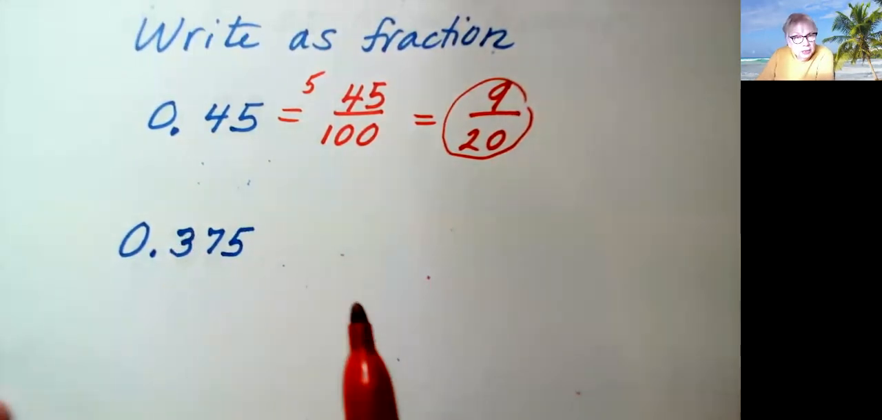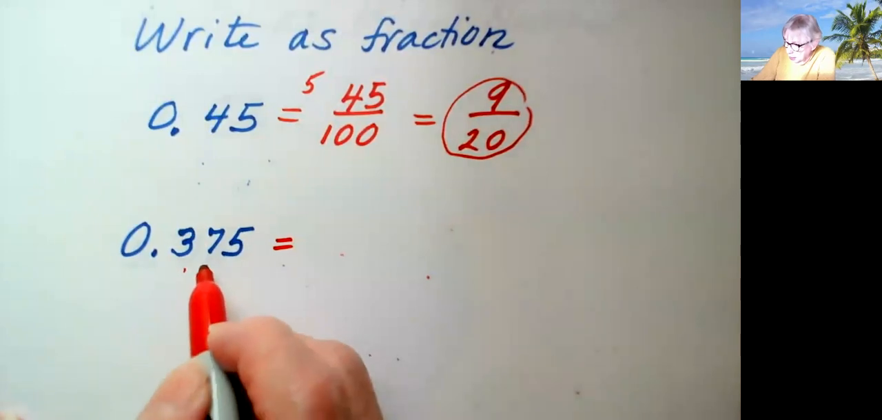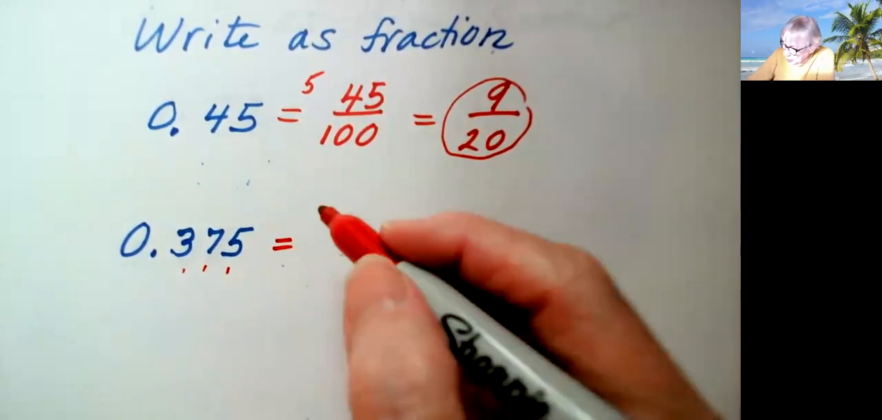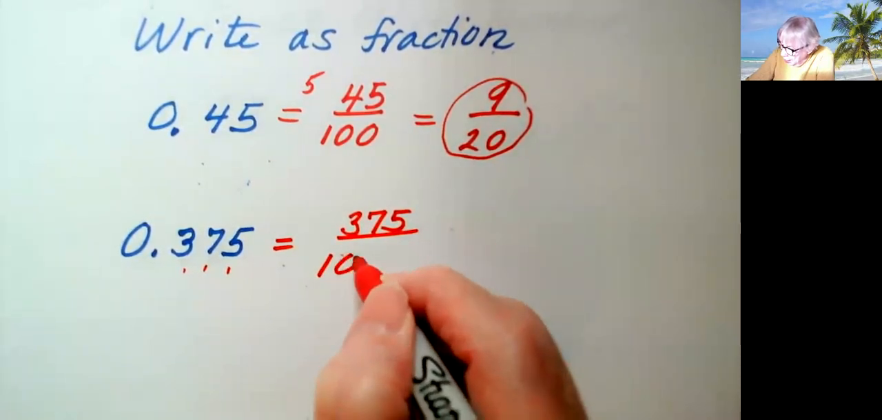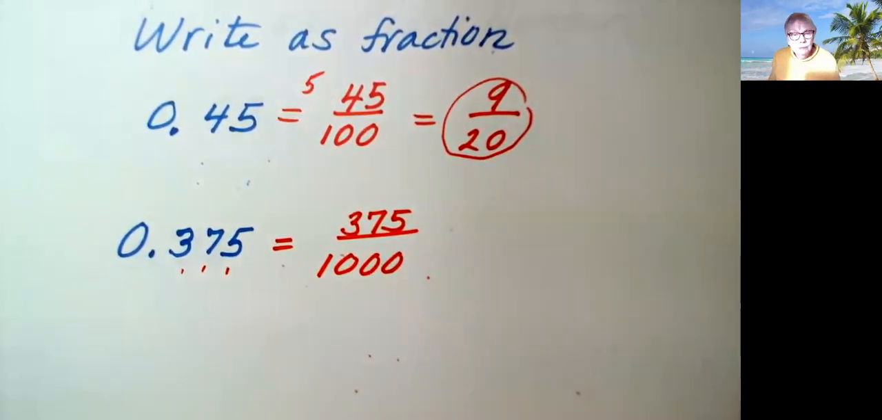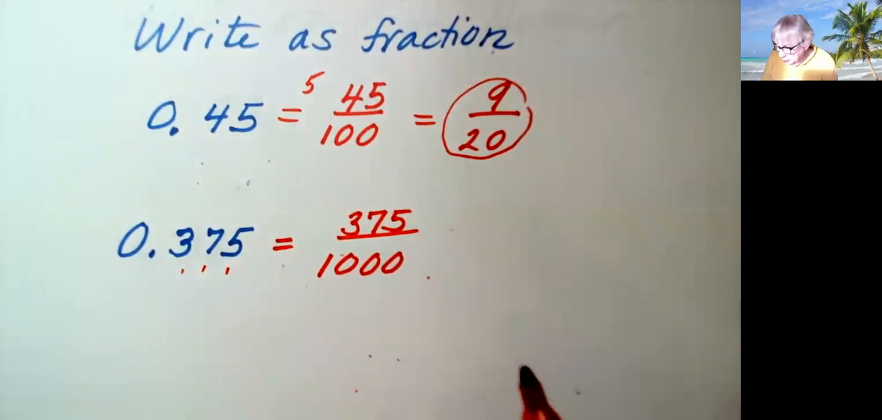So I wanted to try something that's a little bit higher in terms. Tenths, hundredths, thousandths. This is 375 1,000ths. Well, that's kind of a large number, but we're going for a fraction, and so we made it a fraction, but now we need to reduce it. You could reduce it by 5.